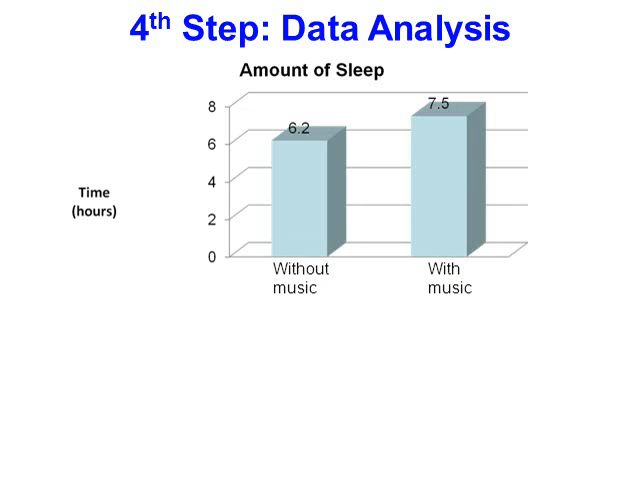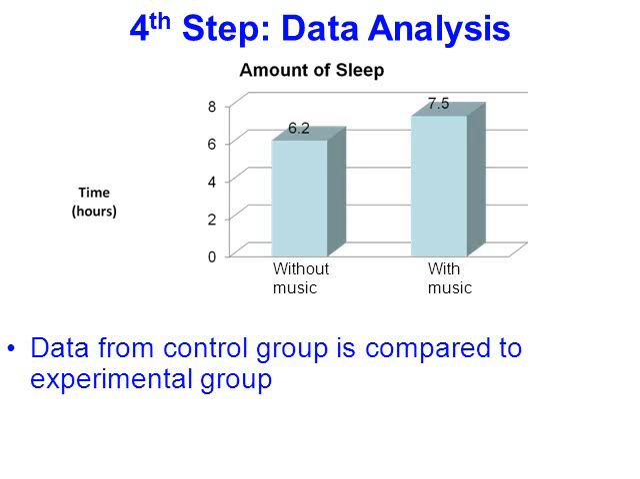Okay, so let's get back to the steps of the scientific method. The 4th step is what we call data analysis. And it says data from the control group is compared to the experimental group. In the graph, you can see the data. The data that we said a few moments ago was that the control group without music got about 6.2 hours of sleep per night, and the experimental group with music got about 7.5 hours of sleep per night.